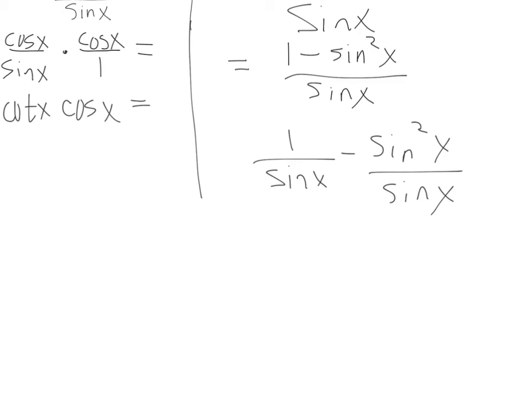And this looks really nice because 1 over sine x is what we want for the first term. In the second term, we want sine x. Well, I just cancel those. Sine squared over sine reduces to sine, and we have our final verification.